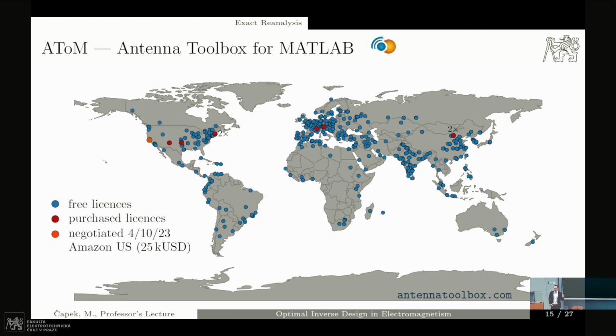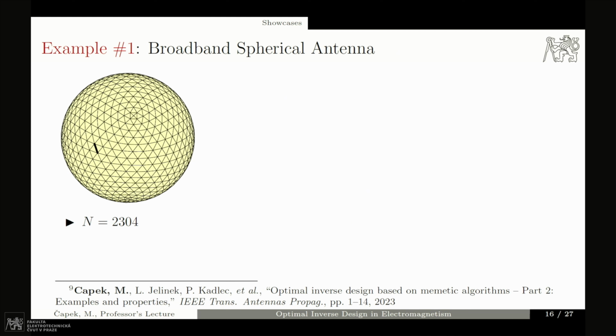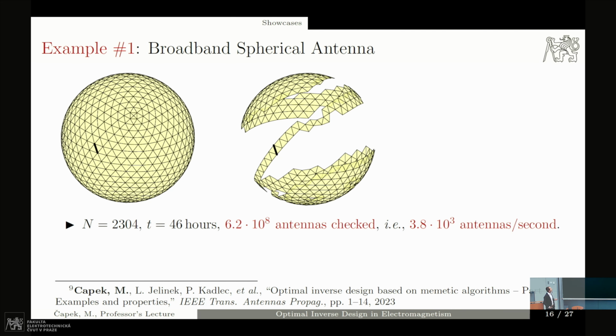So this is not only theory, it can be really applied, and it can be after also commercialized in some reasonable way. Okay, now I promised a couple of examples, so there will be here. First of all, what can be the most broadband antenna? Let's start with this spherical shell. So it's a ball, it's discretized into triangles, and this is the result.